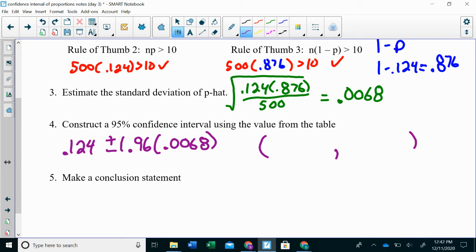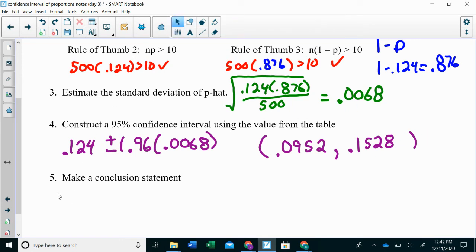We get our lower limit number to be 0.0952, and we get our upper limit number to be 0.1528. Now we have the evidence to be able to make our conclusion statement. So my conclusion statement, and I'm going to word it just a little bit different because you can see it worded a little bit different than what I've done on the previous two examples. So I'm going to type it out and word it this way.